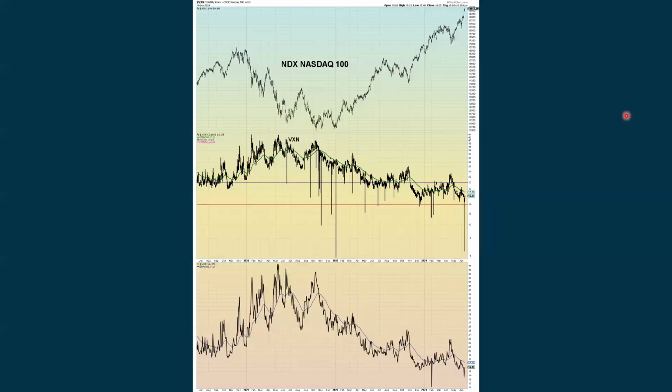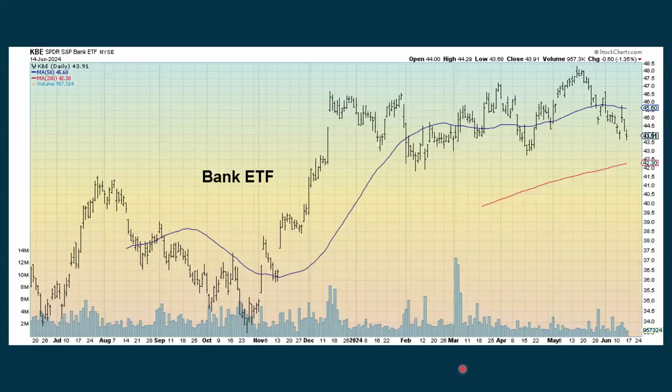We'll look at the VXN, which is the volatility measure for the NASDAQ 100, where the VIX is the volatility measure for the S&P 500. We're showing a little bit of an increase here because it's just a few stocks, even in the NASDAQ 100, that are really driving things higher. So we're seeing a little bit of a pickup in volatility there, but it's still quite low.